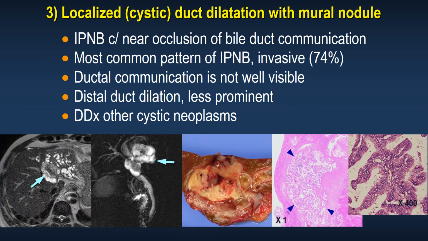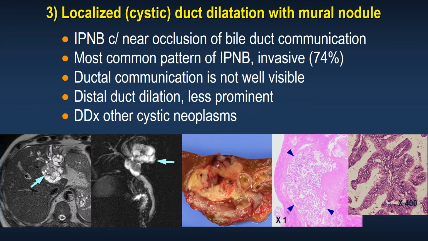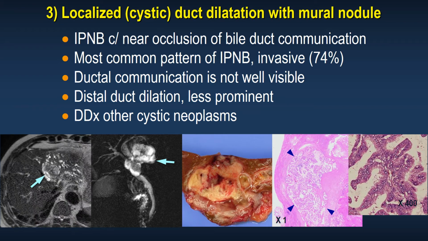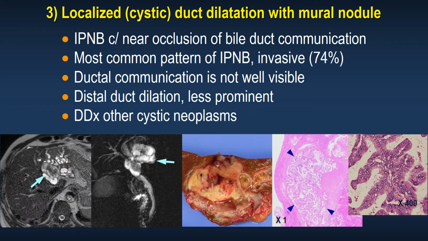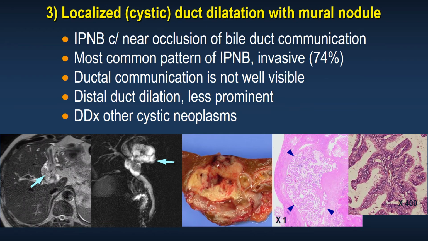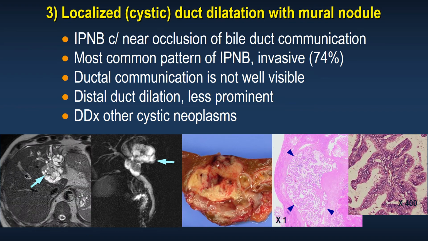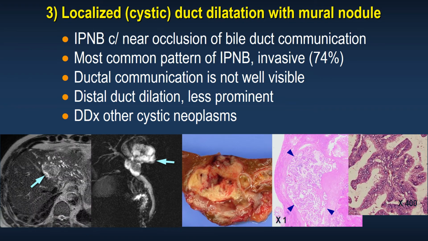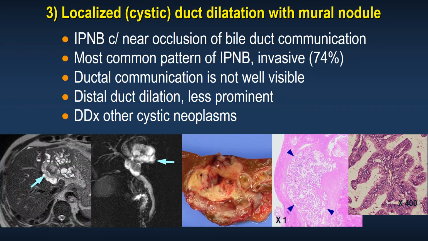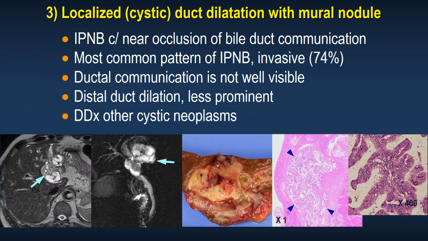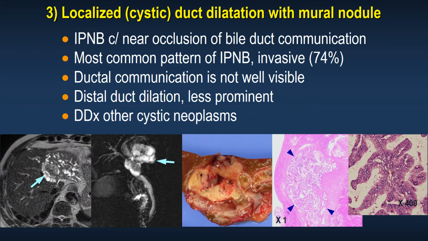In the third type of IPMB, localized or cystic duct dilation is seen mostly with mural nodules. It is believed that the connection with the bile duct is minimal or obstructed. It was the most common form of invasive IPMB in a study of our institute. Most cases of this type were accompanied by invasive lesions.